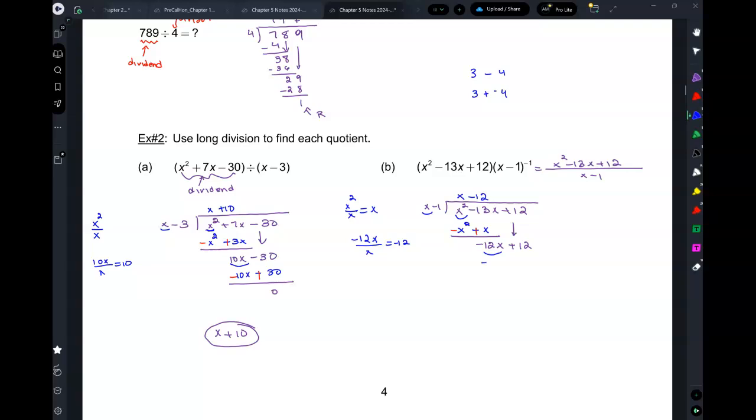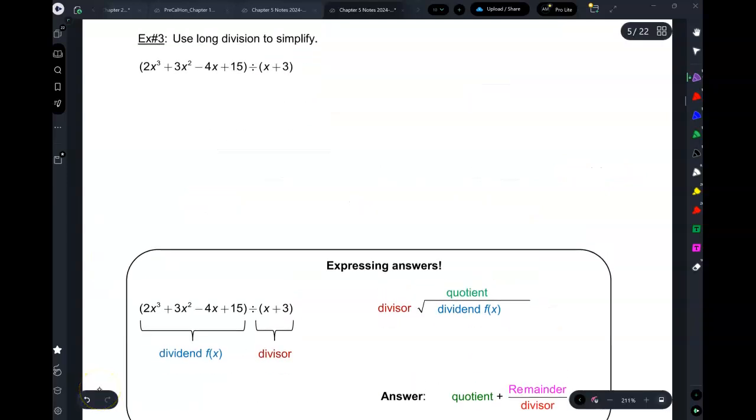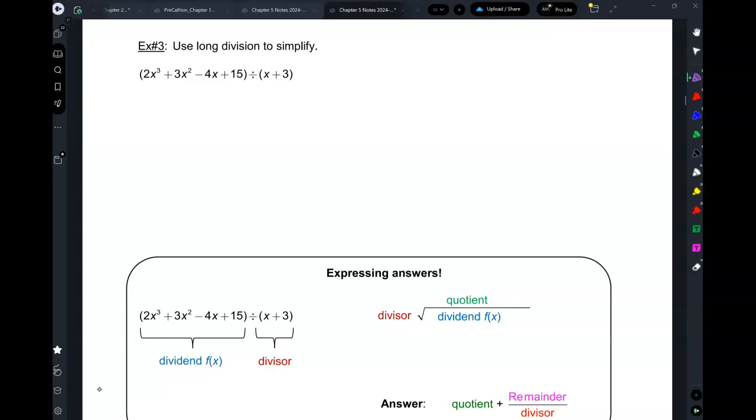Multiply negative 12x plus 12. Change the signs. Oops. I meant to do that with another color. So I get 0 again. So my quotient is x minus 12. Okay, so let's take a look at this one. So x plus 3 out here, and then 2x cubed plus 3x squared minus 4x plus 15.